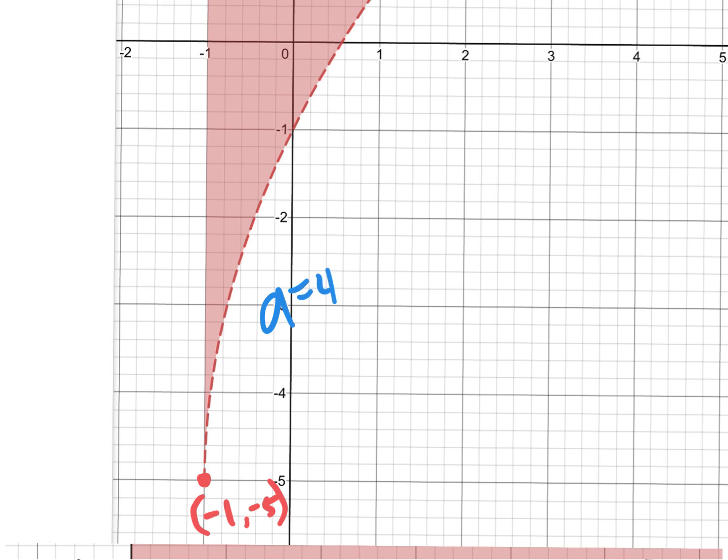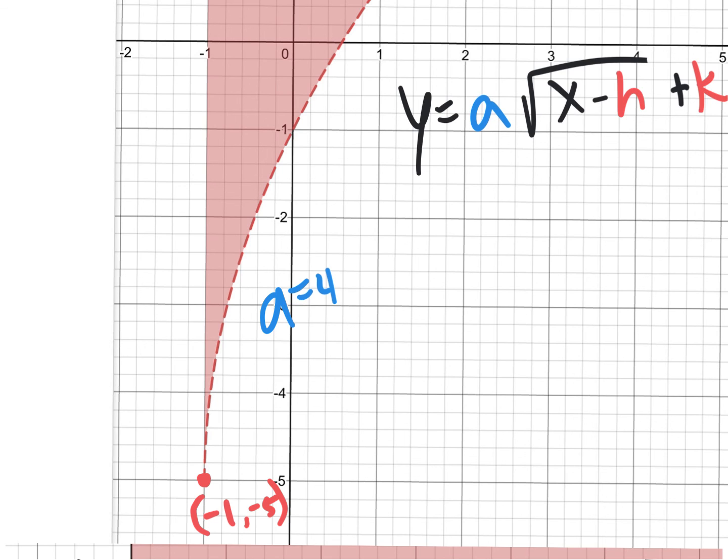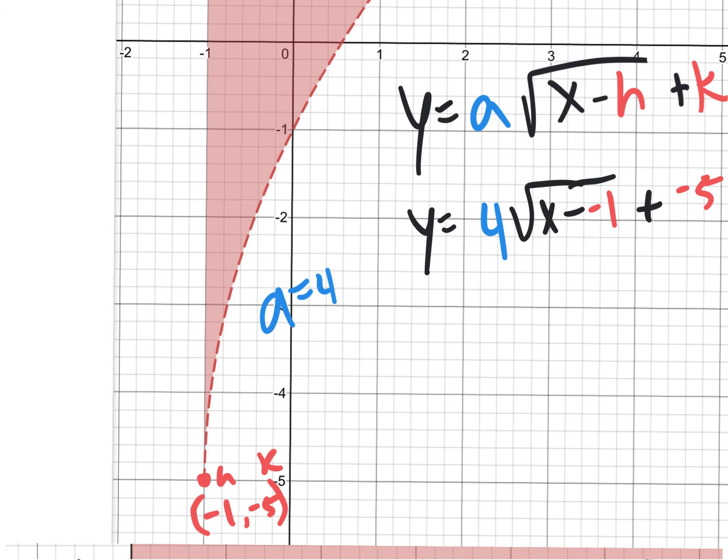So we could plug it into y equals a square root of x minus h plus k on the outside. The a value is 4. The h value is -1. The k value is -5. So you could change the minus to plus, and you could also change that plus minus to just a regular minus.